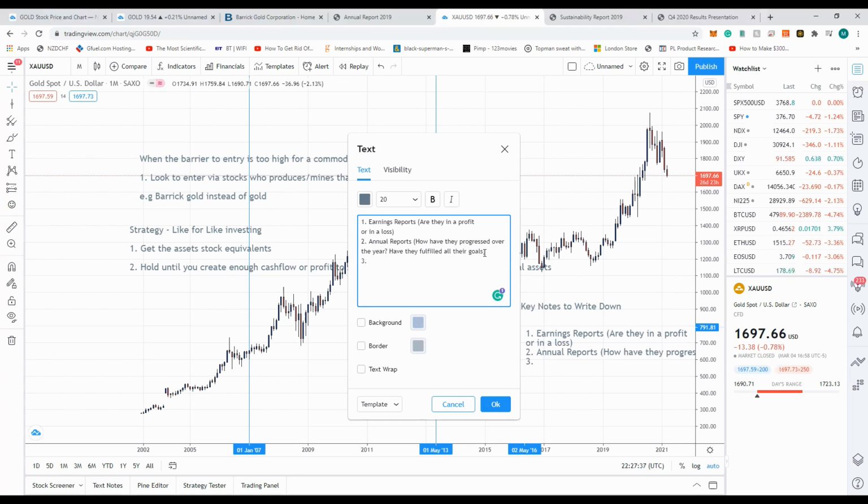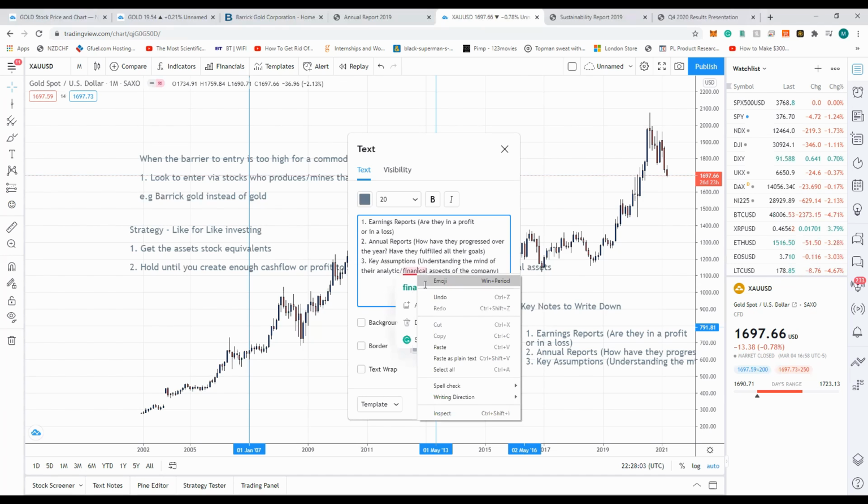Number 3, you want to look at their key assumptions, understanding the mind of their analytical, financial aspects of the company. Okay. So if you see that their key assumptions are very close to it, you can use their financial figures and models to help you get a good prediction as to what's going on and what their psychology is as well.